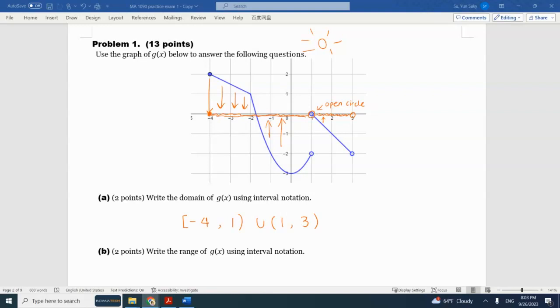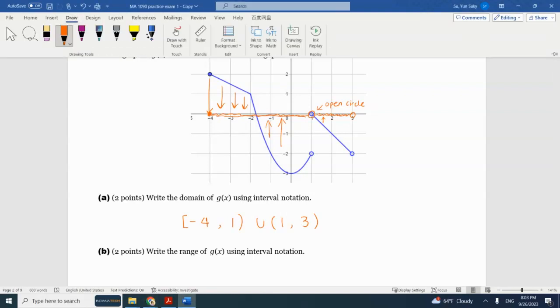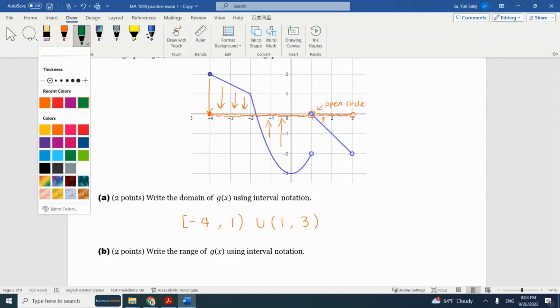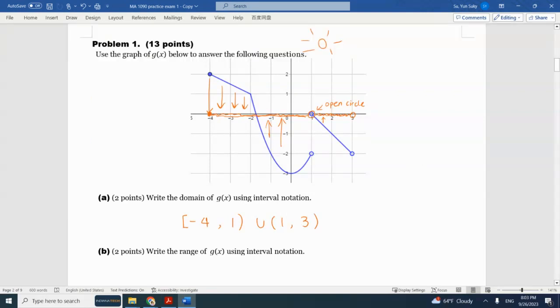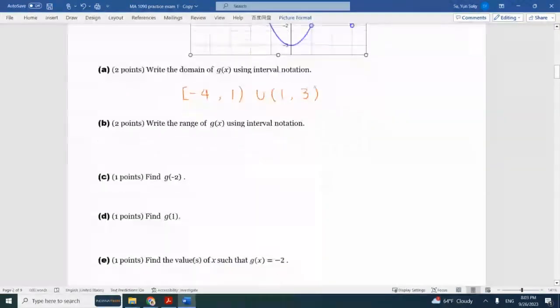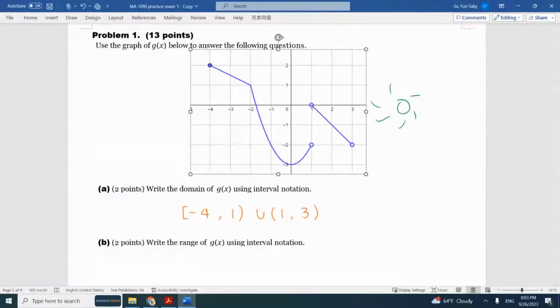Okay, and then part B. We want to find the range. So range is we project on the y-axis, right? So let me erase all this. The sun is right here, and we want to project on the y-axis. Let's look from the bottom to the top. The lowest point is -3, right? If you project on the y-axis, it's -3.